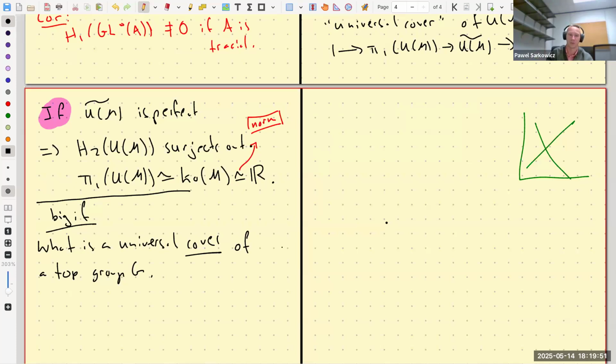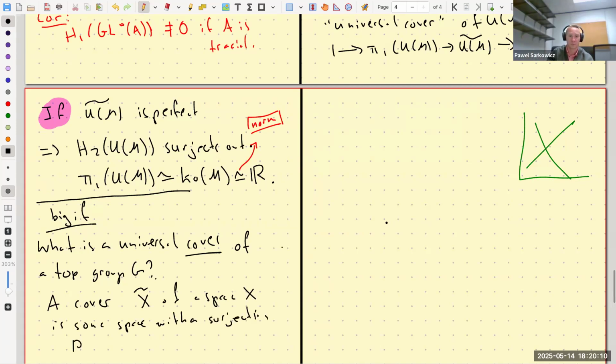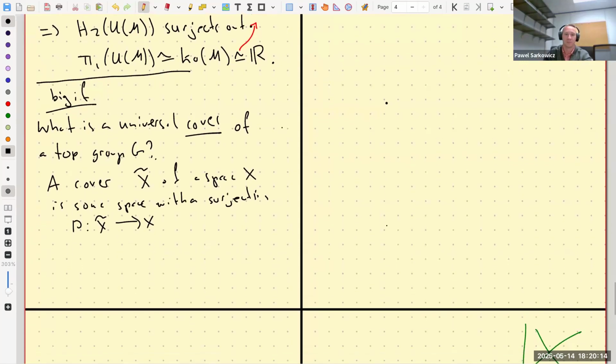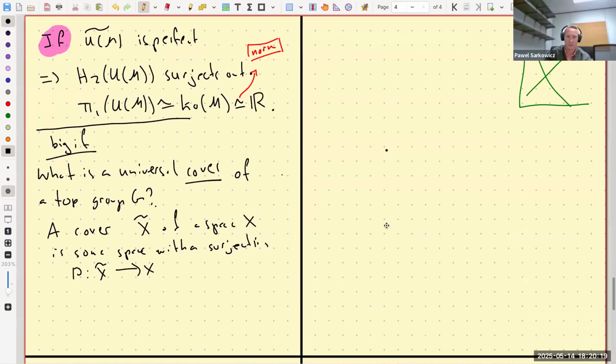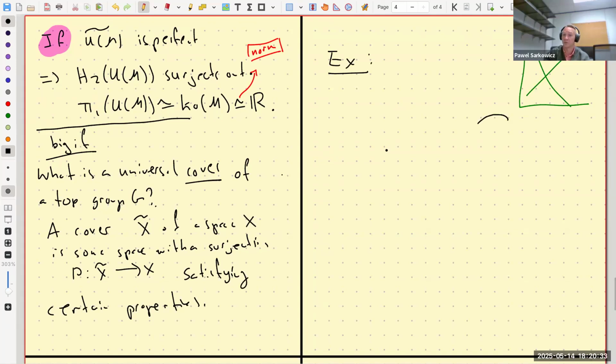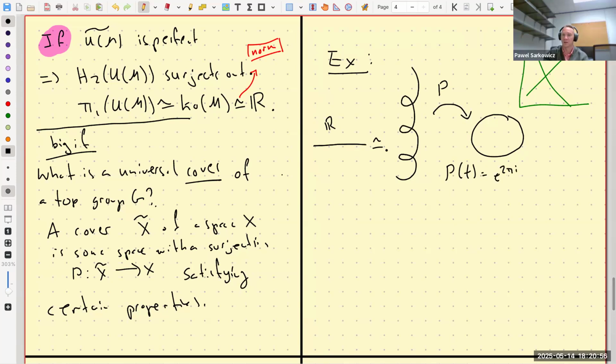So the universal cover of a topological group, well, a cover of a space X is some space with a continuous surjection. And it satisfies some properties. So I'll just do an example. If I want my space to be the unit circle, what I could do is I could take the real line R, and I could kind of think of it as this helix thing. And then I could map it onto the circle, right? Let's call this rho. I could take rho of t to be e to the 2 pi i t.